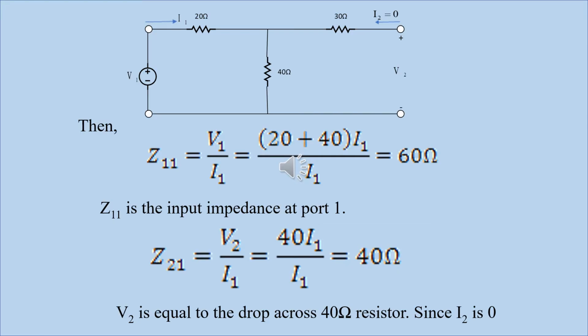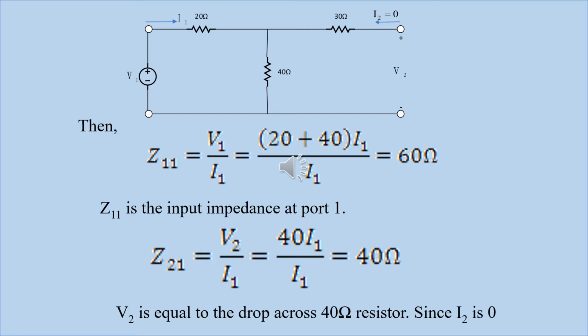From the diagram given, we will redraw it to calculate our Z11 and Z21 by setting our I2 equal to 0, that is, open circuit at the output side of the two-port network diagram given. Our V1, the input voltage source, we'll place at our input side, and that's V1 as we can see, and our formula is Z11 equals V1 over I1.